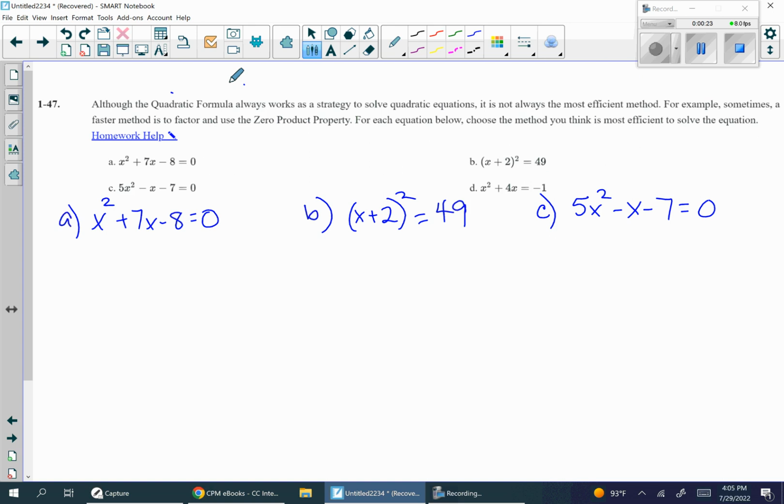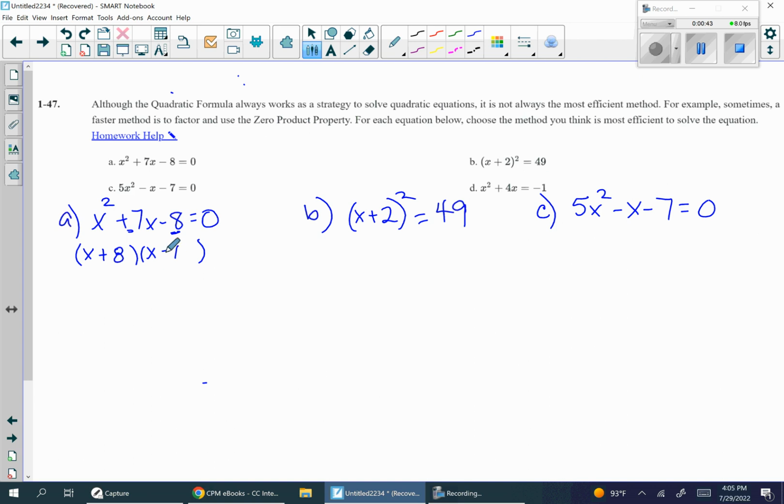So this little fellow right here, automatically when I see this -8 and 7, it makes me wonder if it's factorable. So let's test it. We know we're going to have x and x. I need two numbers multiplying to -8 but adding to +7. And that will, of course, be +8 and -1.